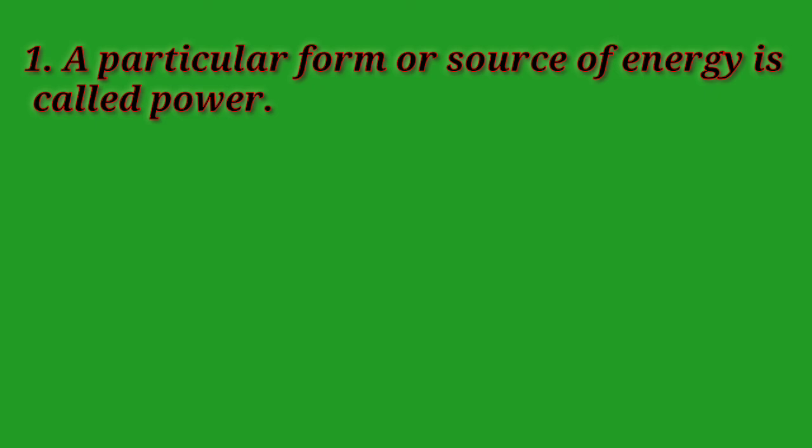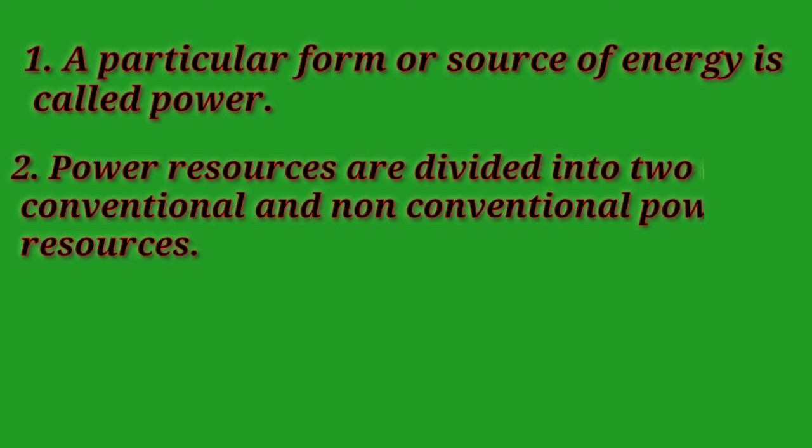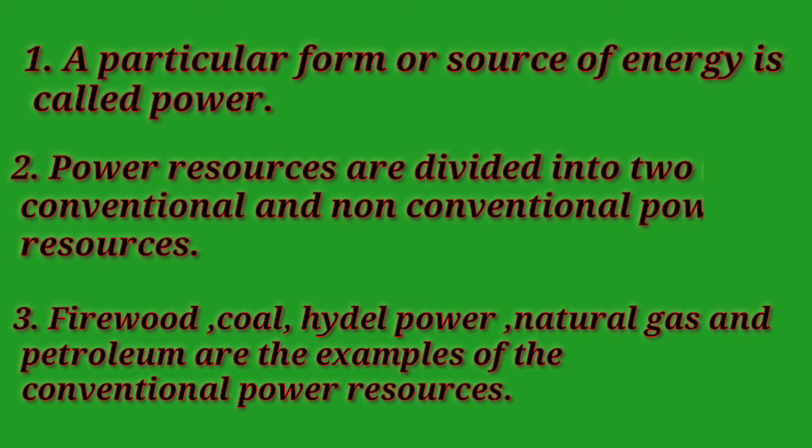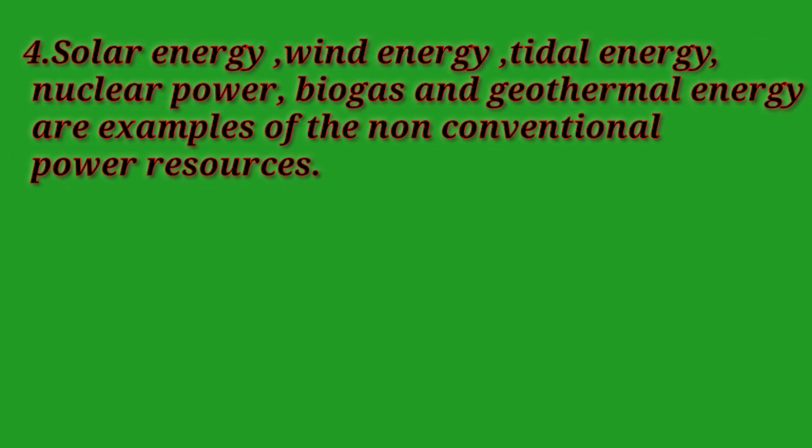So this was all about the chapter. Before winding up, let's discuss some of the important points related to the chapter. A particular form or source of energy is called power. Power resources are divided into two types: conventional and non-conventional power resources. Firewood, coal, tidal power, natural gas and petroleum are examples of conventional power resources. Solar energy, wind energy, tidal energy, nuclear power, biogas and geothermal energy are examples of non-conventional power resources.